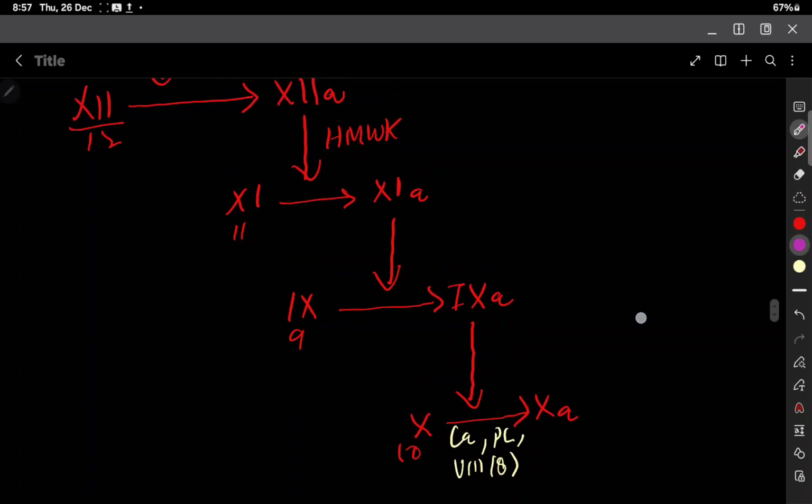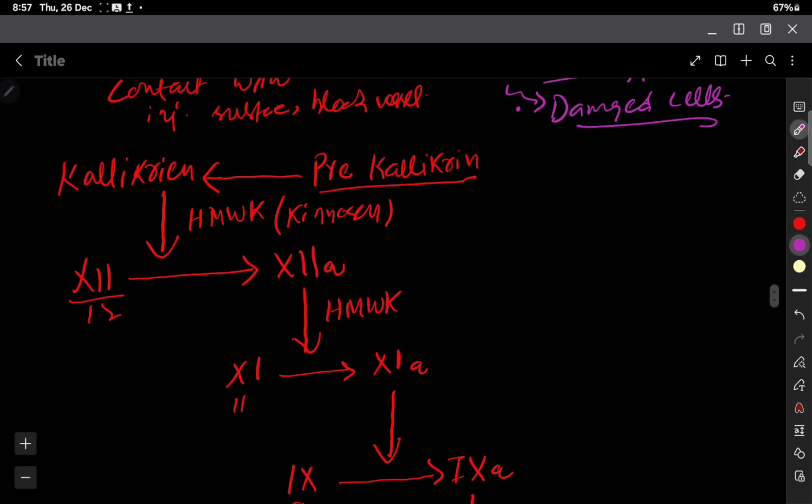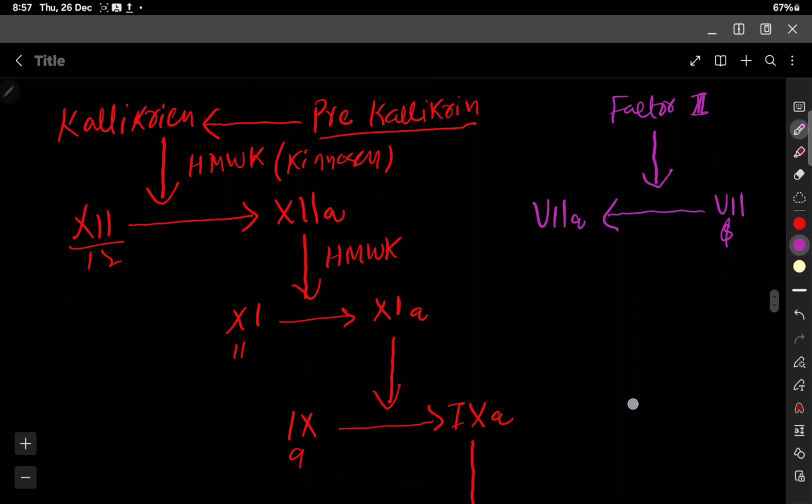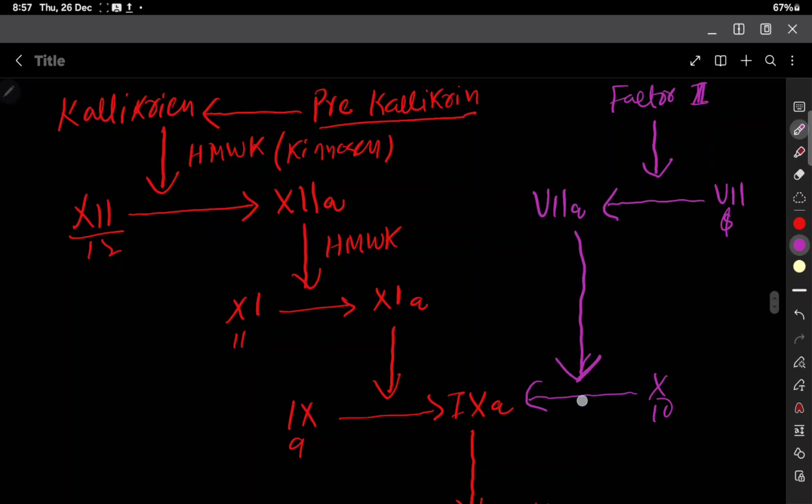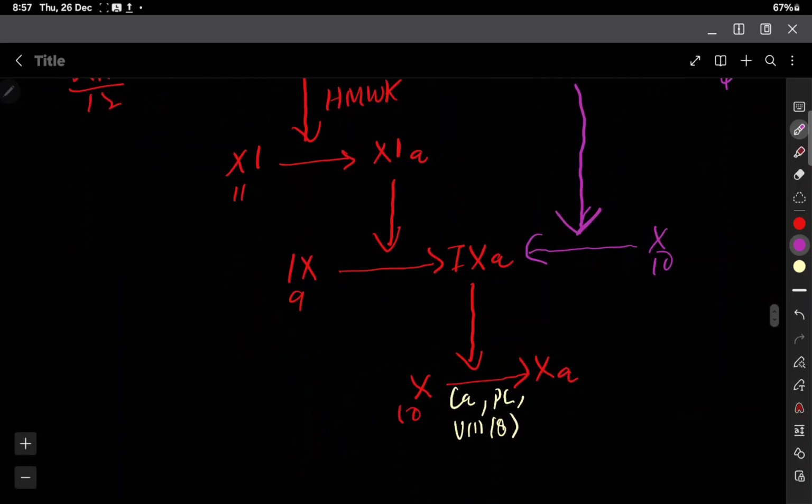Second pathway, I will explain simultaneously, because it is the short pathway. In this pathway, the tissue factor, or we can call it factor 3, converts factor 8 into the activated form of factor 8. So factor 8 is converted into its activated form. And this factor 8 acts on factor 10 and converts it into the activated form of factor 10. So from here, sorry, this will not be here, this will act on this one.